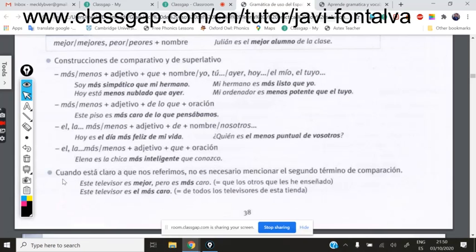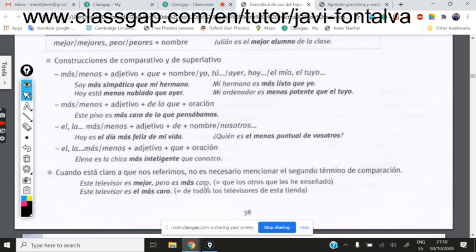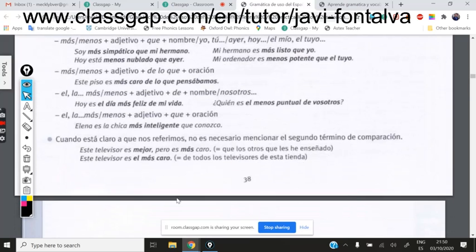Okay, then if you have something we're talking about, it's not necessary to mention the second term of the comparison. For example, this TV is better, but is more expensive. You don't really need to say the rest, because it's clear by the context. Or for example, this TV is the most expensive. If you mean in the shop, you don't really need to say it. Like if you have a context, you don't really need to say the whole thing. Okay, I think that's everything.